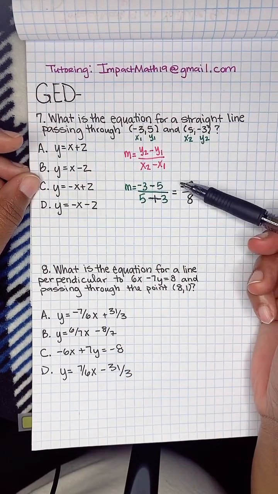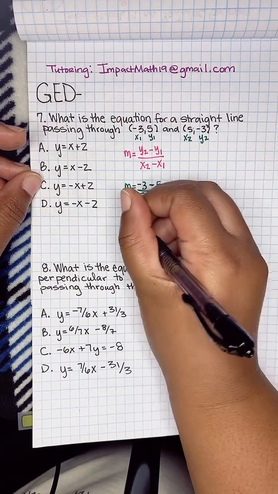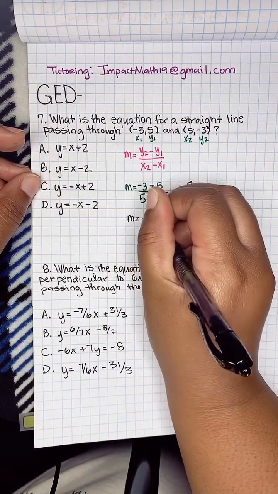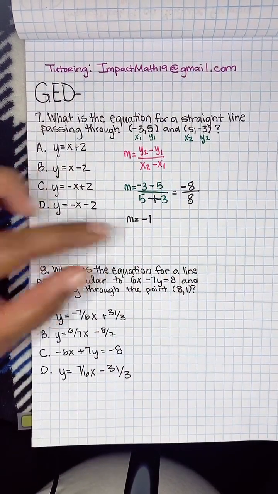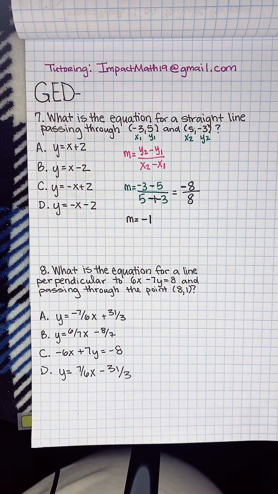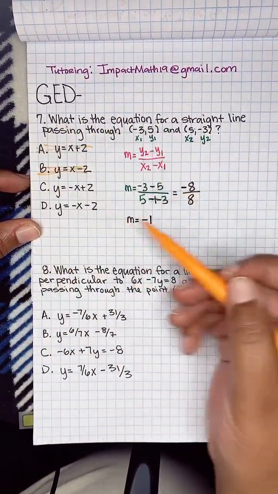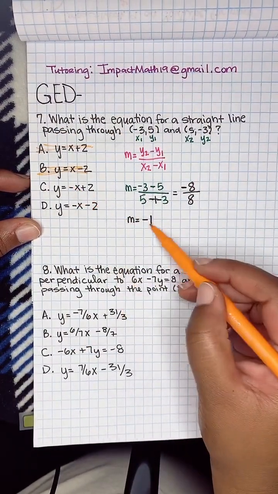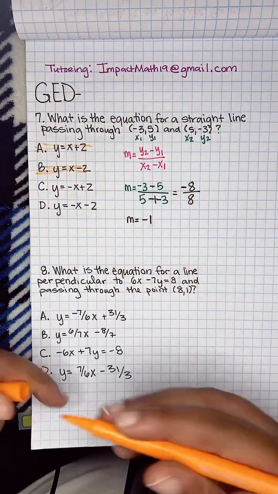So -8 divided by 8 gets us a -1. Just by doing this slope here, we just eliminated two of our problems. A and B cannot be our answers because we know our slope is negative. So it's either going to be C or D.